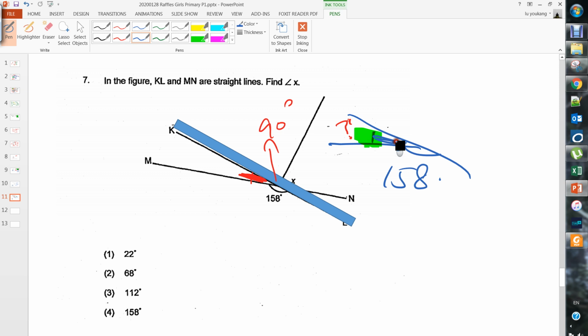What's this angle? What's the operation? Minus. Full sentence. Minus is just one. Give me the full sentence. What minus? 158. 158 minus... 180. Can this be minus?